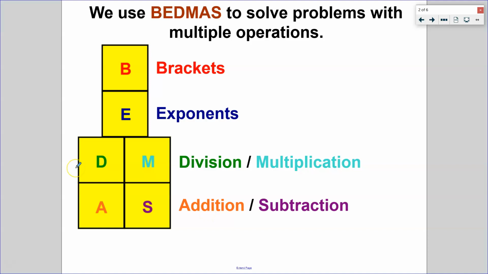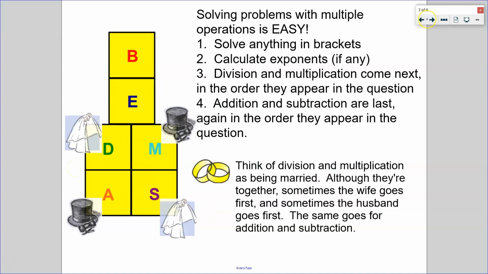And I have it set up in a hopscotch format, and I'll show you why here. So solving problems with multiple operations is easy, even with fractions. You follow the same rules. So solve anything in brackets first, calculate the exponents if any. There shouldn't be any that will show up in this lesson because that's in the higher grades. Division and multiplication come next in the order they appear, and then addition and subtraction are last, again in the order they appear in the question.